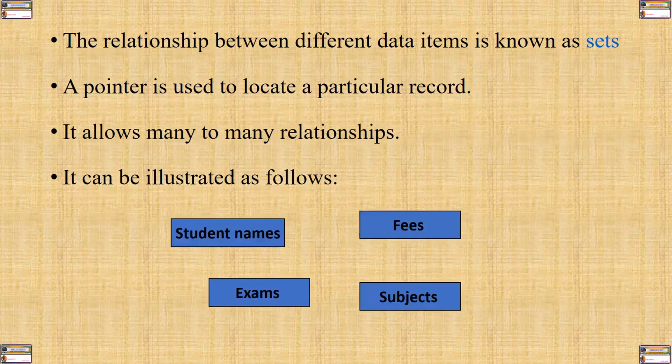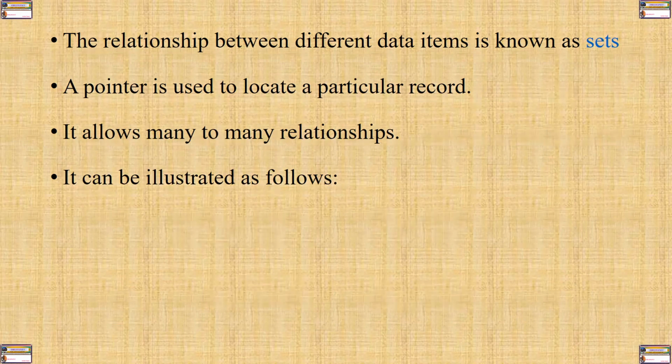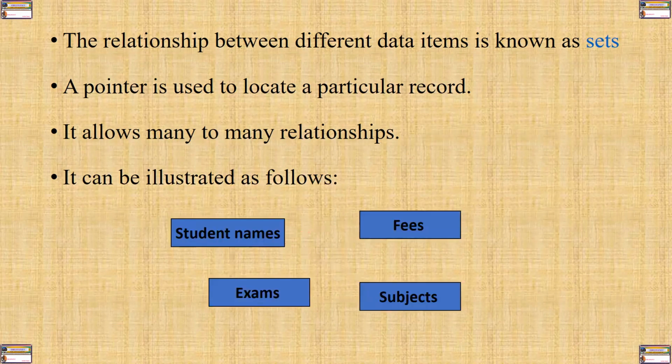So we have records like student names, students' fees, exams, student subjects, and all these are related in various ways. The student names are related to fees. The fees are related to exams. Exams are related to subjects. Subjects are related to student names. Student names are related to exams, etc.